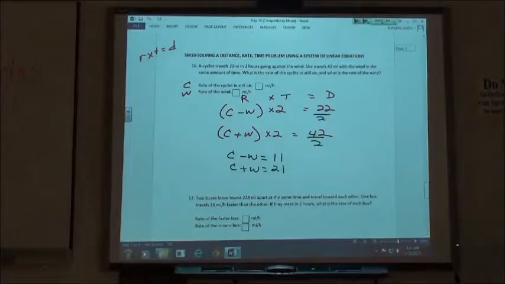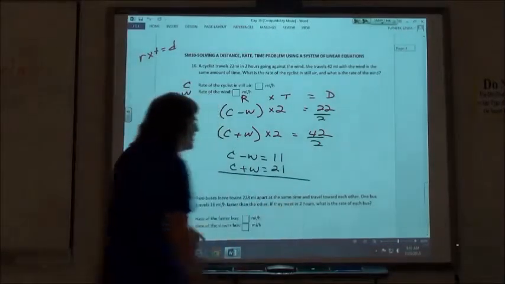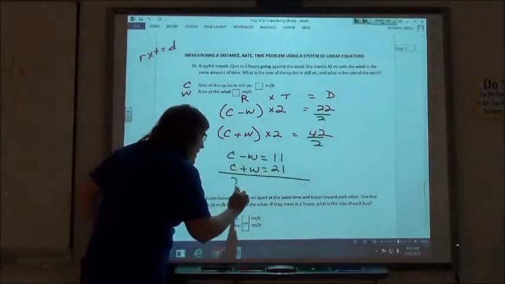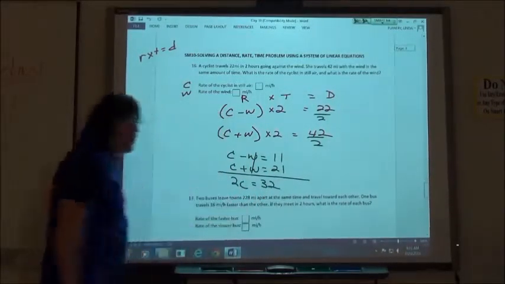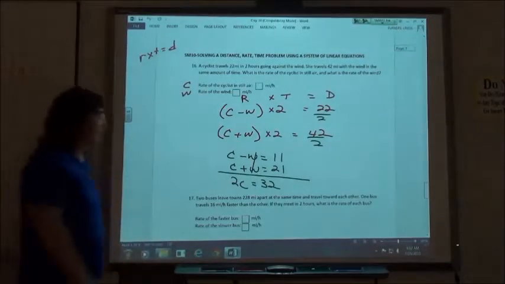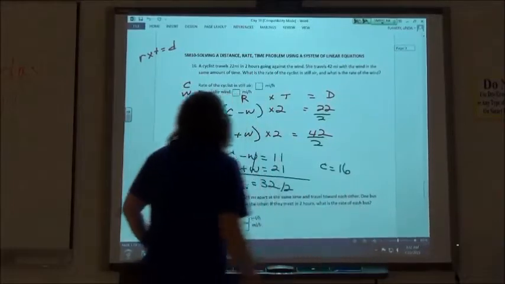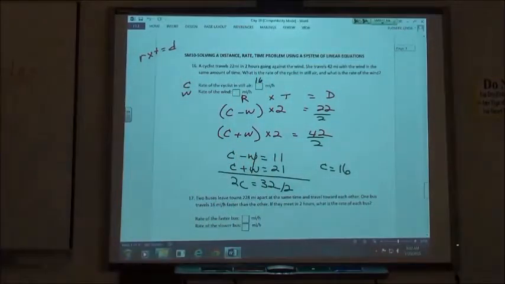Now I have one of those, like we had when we did the sum and the difference, where these are two different numbers. I can just go ahead and add my two equations together because that's going to cancel out the W's. So 2C is equal to 32. If I divide that by 2, C equals 16.